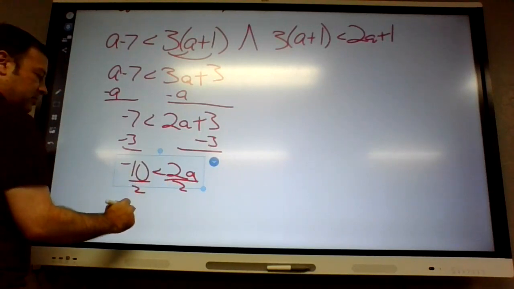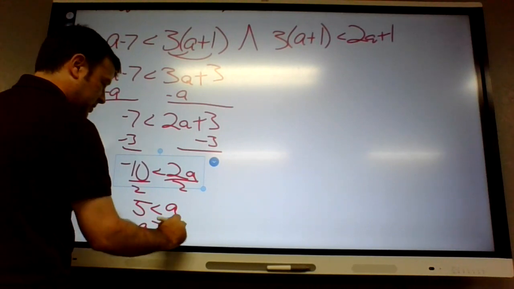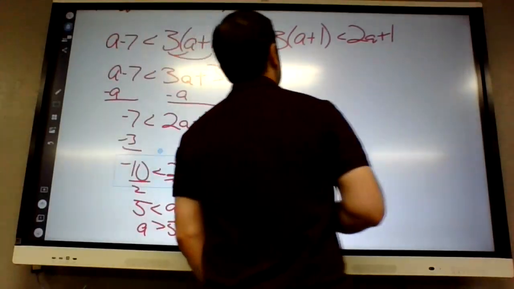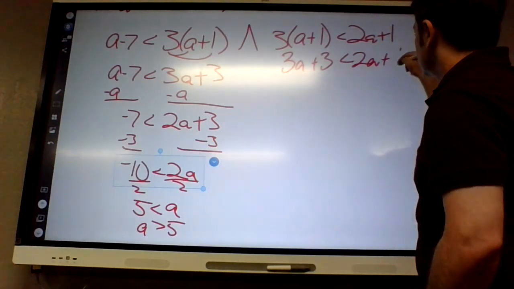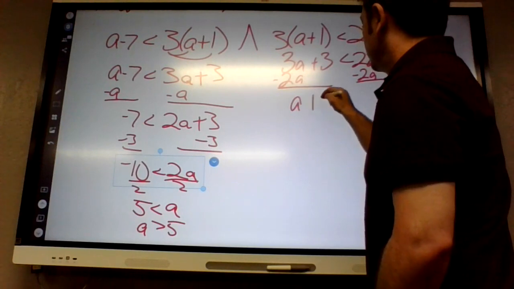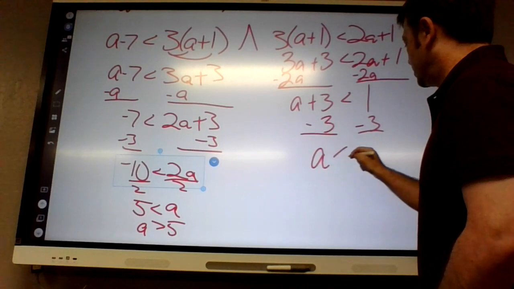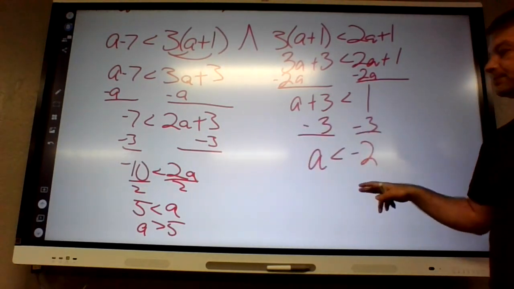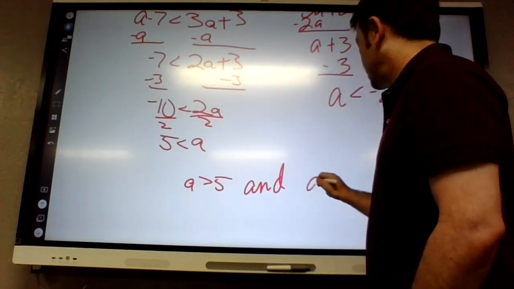Okay, because we are dividing by positive 2, we're not going to flip the inequality. So I got A is greater than 5 on that side. On this side, hopefully you guys are comfy enough with basic algebra that I'm not totally blowing you away here. So I'm going as fast as I can. So I got A is greater than 5 and A is less than -2.